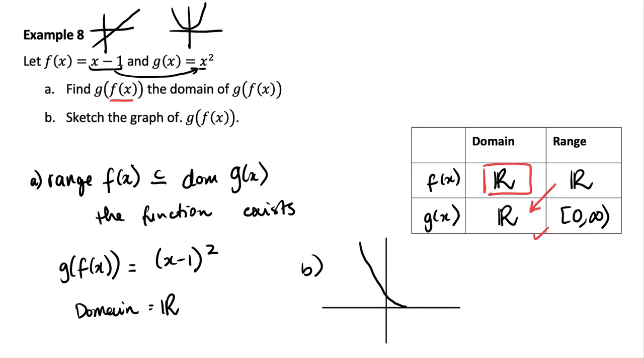So this is just a parabola that's moved 1 to the right. So that'll be 1, 0 on the x-axis, and it'll also intercept the y-axis at 0, 1. There's no domain restriction, so it'll just be as is.